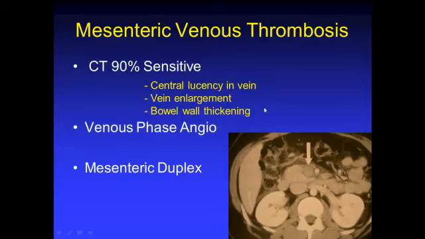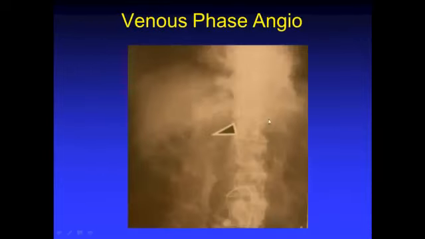Overall, when you account for the bowel changes that you see. Venous phase angio, it's hard to see here, but you can kind of see the mesenteric vein coming back here, and then it's kind of cut off up here.